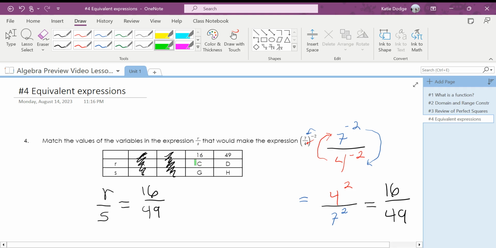R is going to be 16, so my first answer is C. S is going to be 49, so my second answer is H.